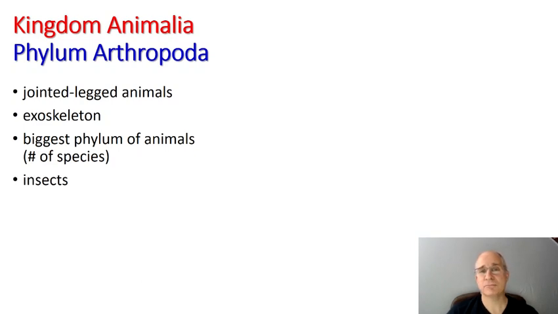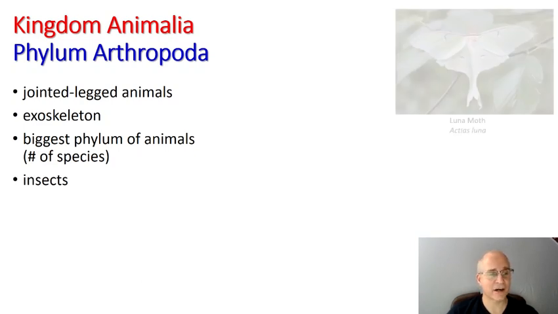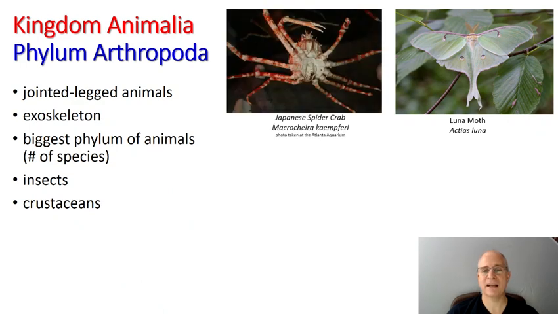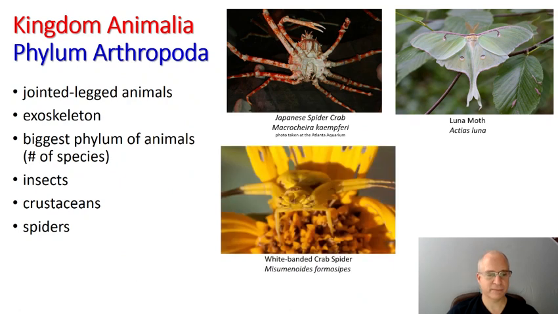And it includes a pretty diverse group, like the insects are arthropods, like this Luna moth that you see there. Crustaceans are going to be arthropods. So here you see a Japanese spider crab, lobsters, crayfish, all of those are crustaceans. Spiders are going to be arthropods, like this cool, really neat camouflaged spider, a white-banded crab spider that I found growing on a sunflower in the CLC prairie.